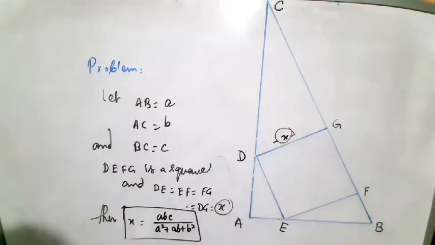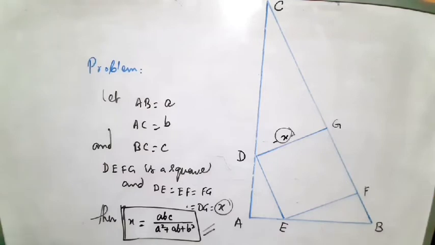How can we find the value? This is x equals abc divided by a square plus ab plus b square. This is very interesting, and this formula will help students to solve different kinds of hard problems that in general take a lot of time. But if they remember this formula and understand this method, then we will be able to solve the harder problem in a few seconds.